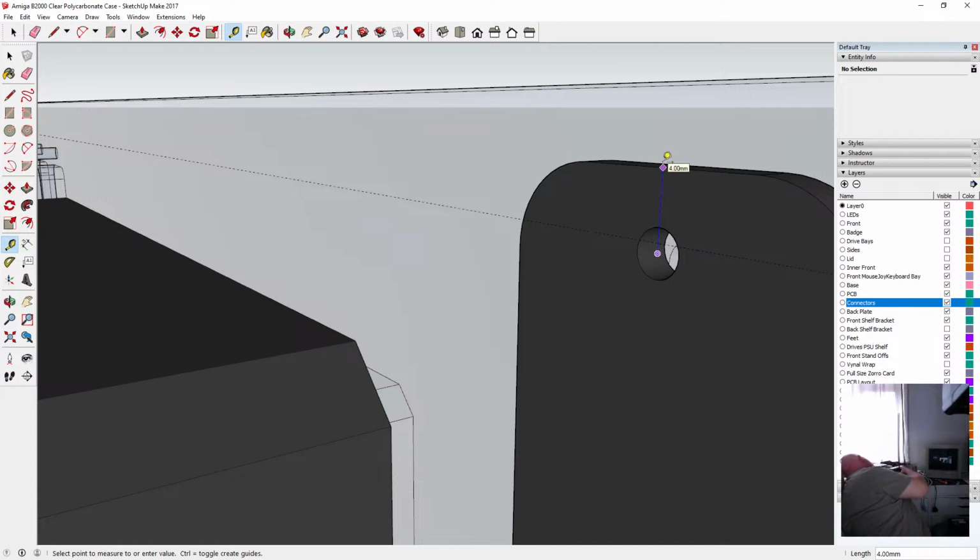Right, let's have another look. Is it 4 millimeters? Certainly looks like 4 millimeters. So the hole is right, and we are lined up very nicely. In reality, we're lined up very nicely.